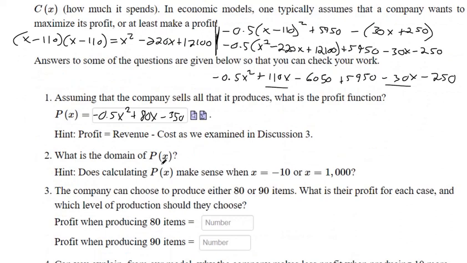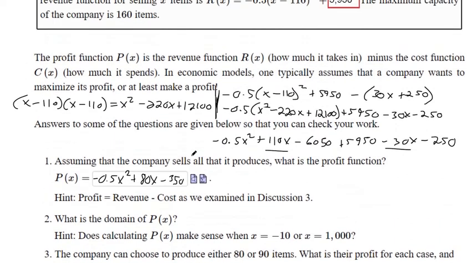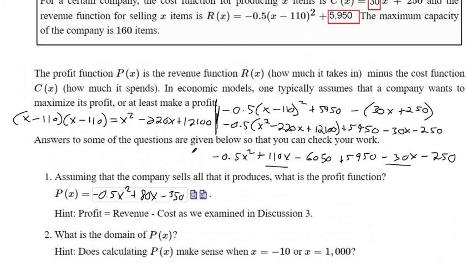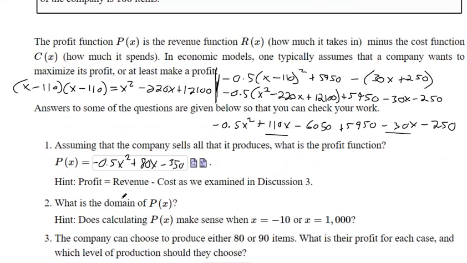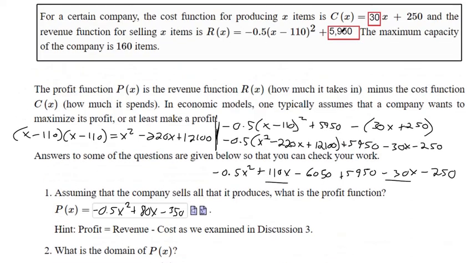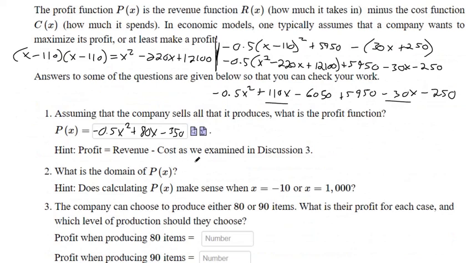What is the domain of the profit function? This is something you're just going to type in the discussion board. In terms of the x values, the domain is negative infinity to positive infinity, because there's no possibility of a divide by zero error. There's no square roots of a negative. But in a realistic sense, x is the number of items we produce. So I would say the domain is 0 to infinity.